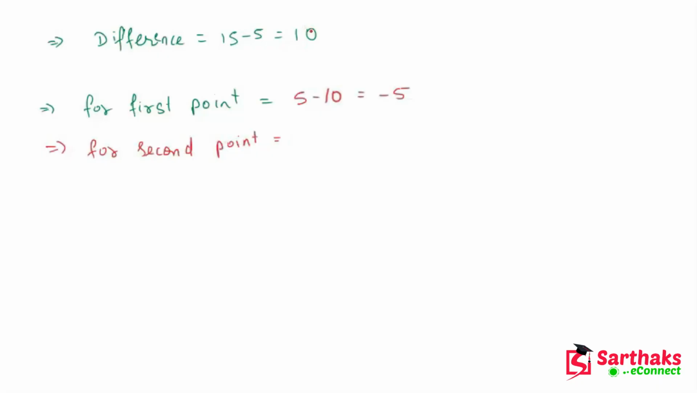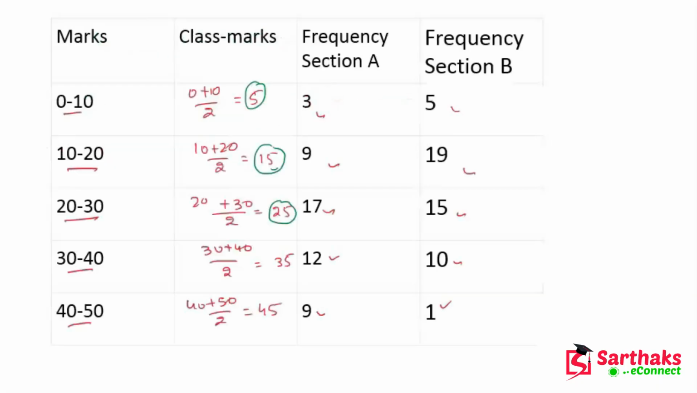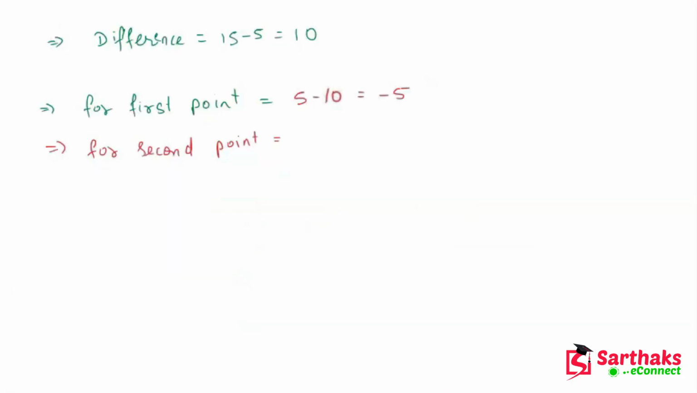Now for the second point, we have to add the difference to the highest class mark. So this is the highest class mark, 45. So we have to add 10 to 45. So this will become 45 plus 10, which is 55. So we plot points here.